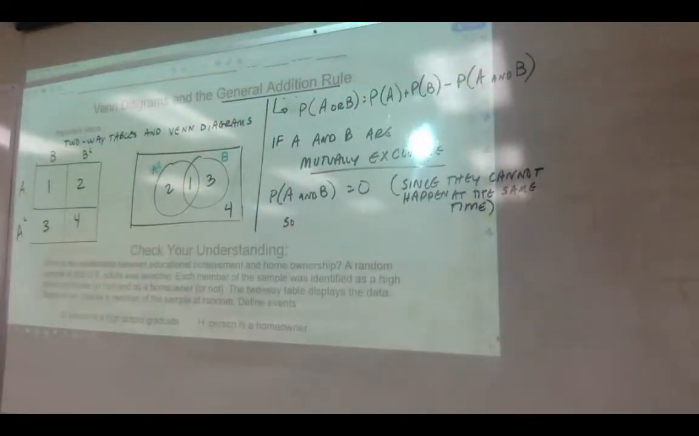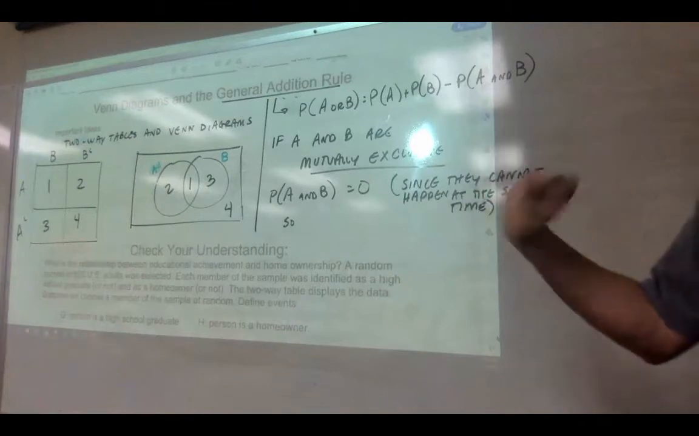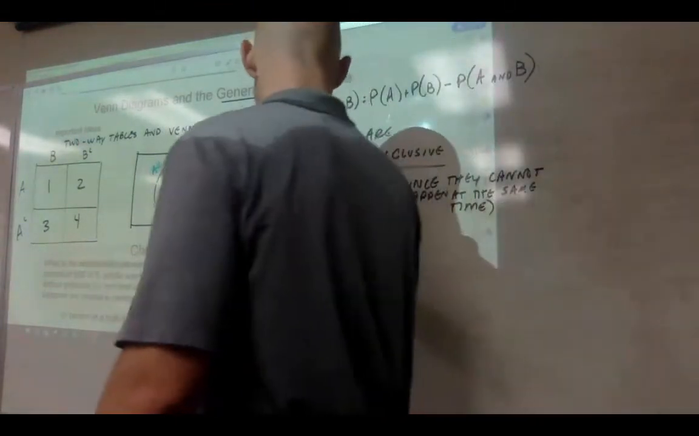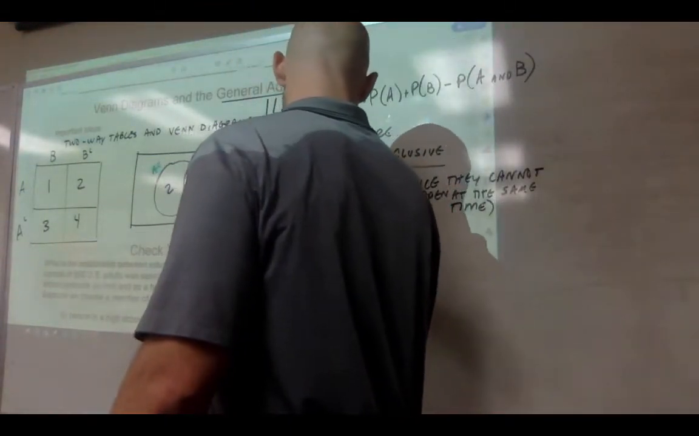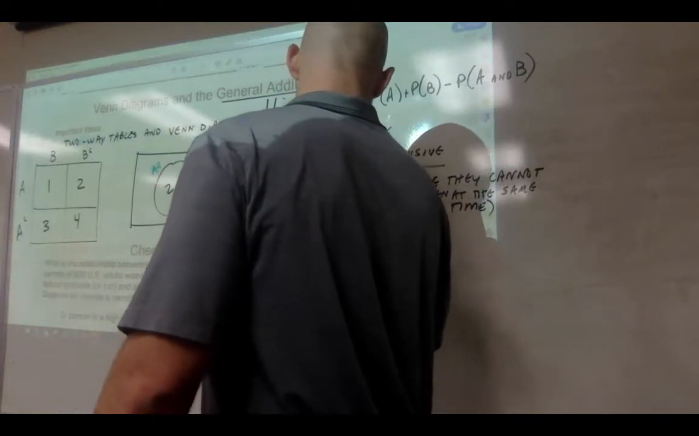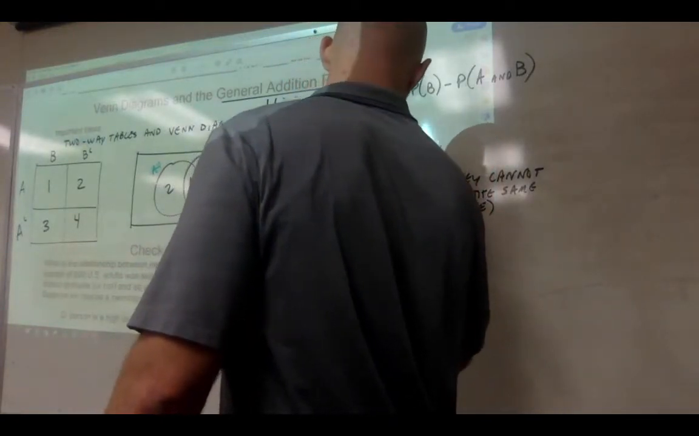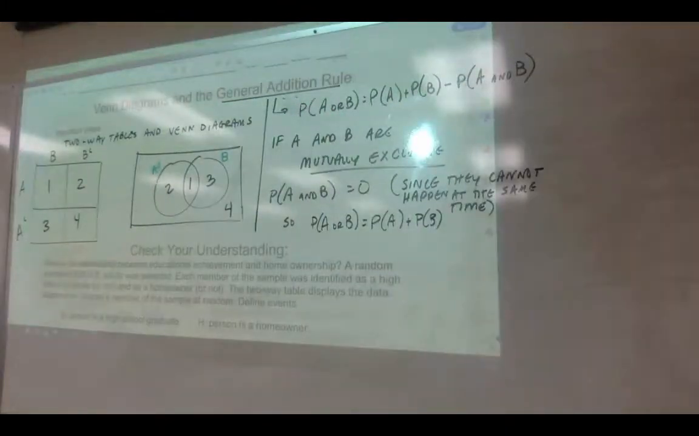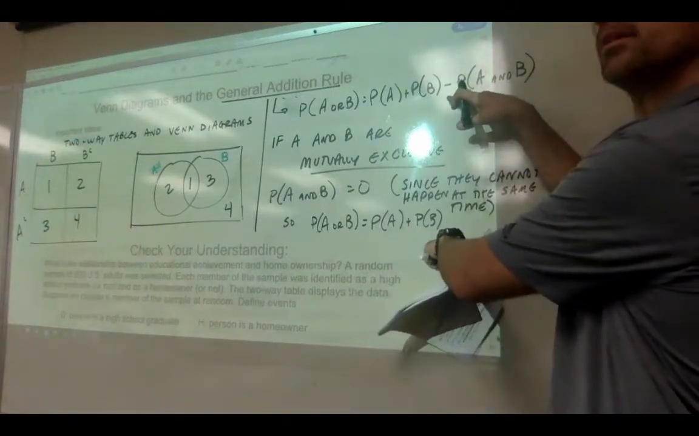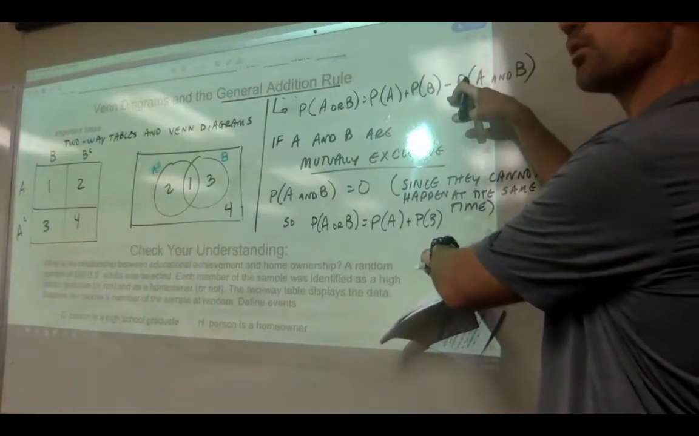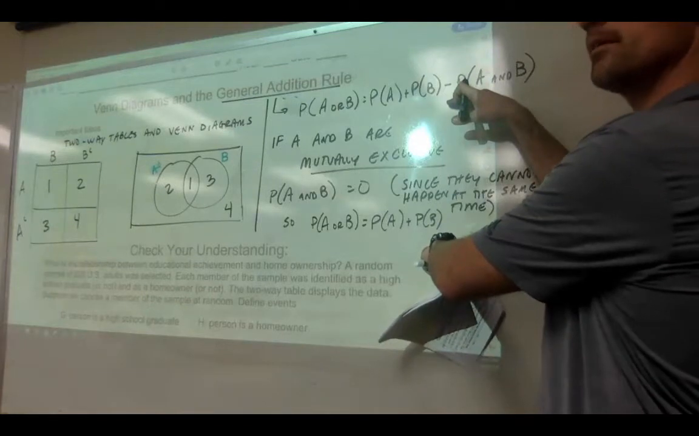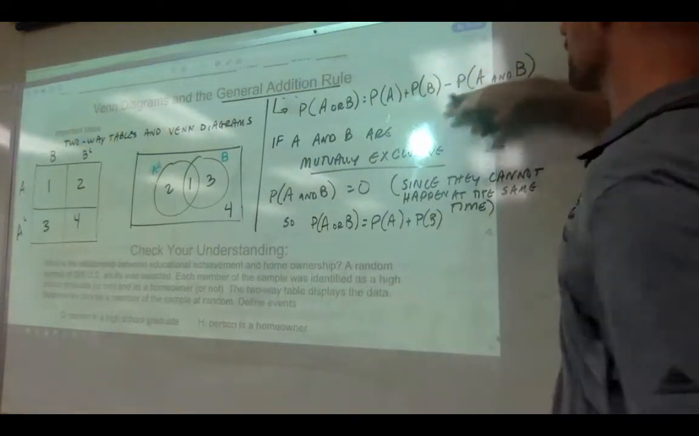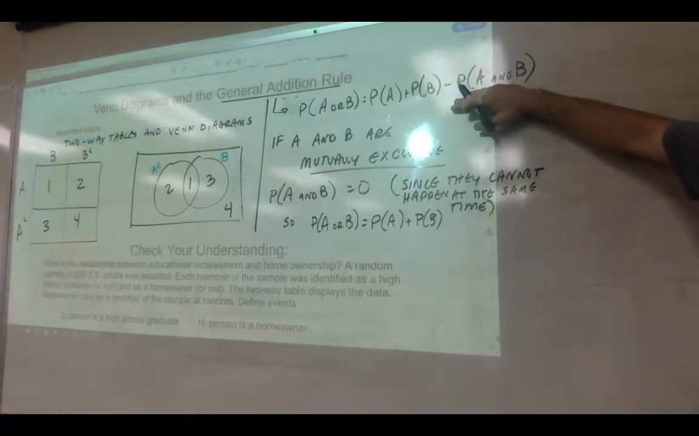Since they can't happen at the same time. That's the implication. If they're mutually exclusive, they can't happen at the same time. So that would mean the probability of A or B would be the probability of A plus the probability of B. Does that make sense? So what I'm telling you is the formula is exactly the same for mutually exclusive events or non-mutually exclusive events. But in mutually exclusive events, the probability of A and B happening at the same time is 0. So you subtract 0.